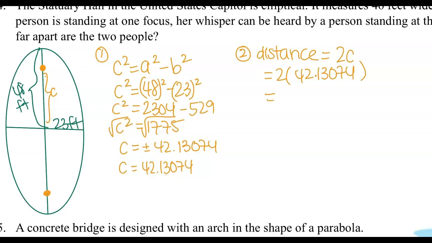So if I double that value, that's going to give me about 84.26 feet. That will be my distance from one side of the room to the other. So pretty much from that one focal point to the other.